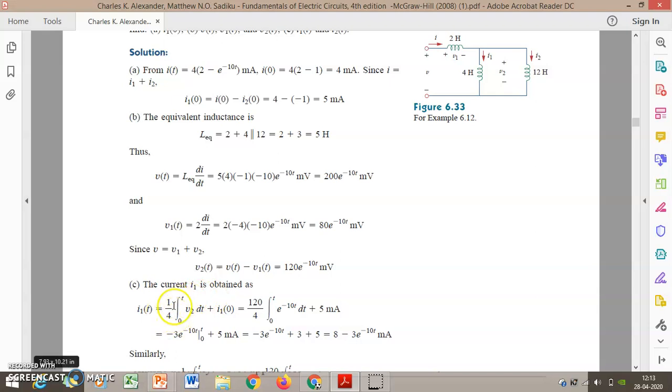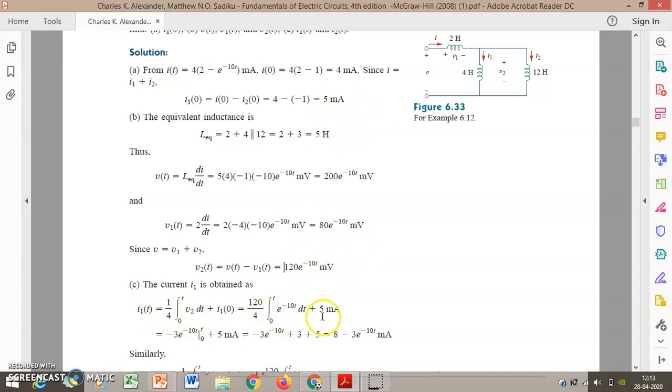So we can go there. Substitute 1 by L. L is here 4 Henry. So 1 by 4, integral 0 to t. Why 0 to t? Because we have divided it into the before value and the now connecting value. So 0 to t, V2 of t dt, then I1 of 0. Here, substitute V2, which is 120 e power minus 10t. 120 is constant, so take it out. 120 by 4, e power minus 10t when you integrate, plus I1 of 0, as we have found it, 5 milliamps. Substitute it from here.